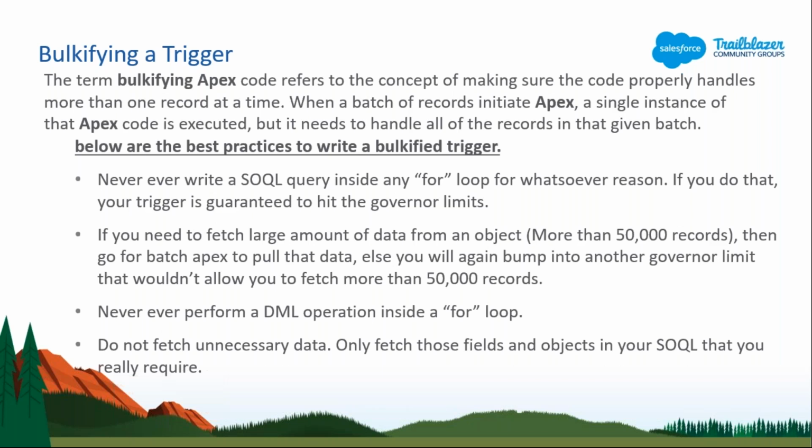These are some best practices on how to bulkify a trigger and avoid these governor limits. We should not write SOQL inside a for loop, and the same goes for DML. We should not write DML inside a for loop, because every time that for loop goes more than 200, the SOQL limit will be exceeded. These are some considerations we should keep in mind whenever we write any code.